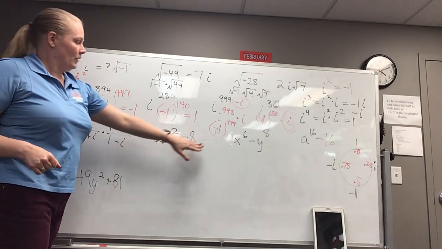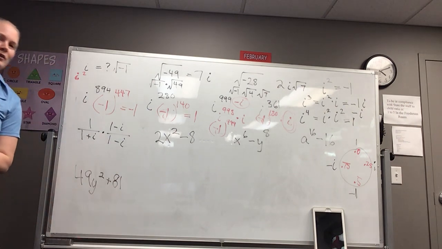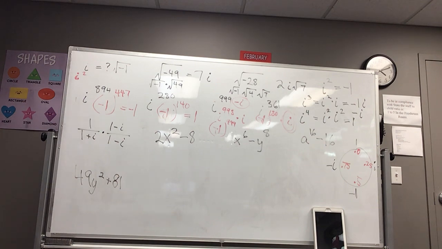Here we have 2x squared minus 8. If I tell you it's a difference of squares problem, what is the first thing that we're going to do? Trying to factor this.